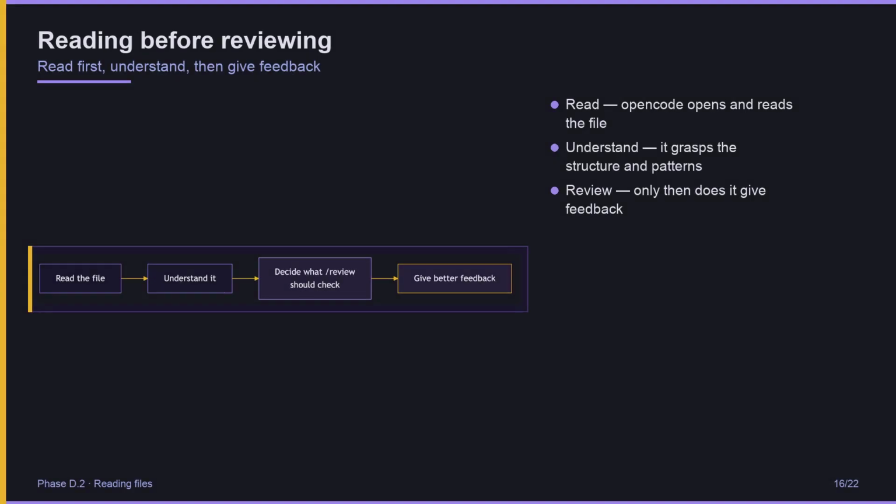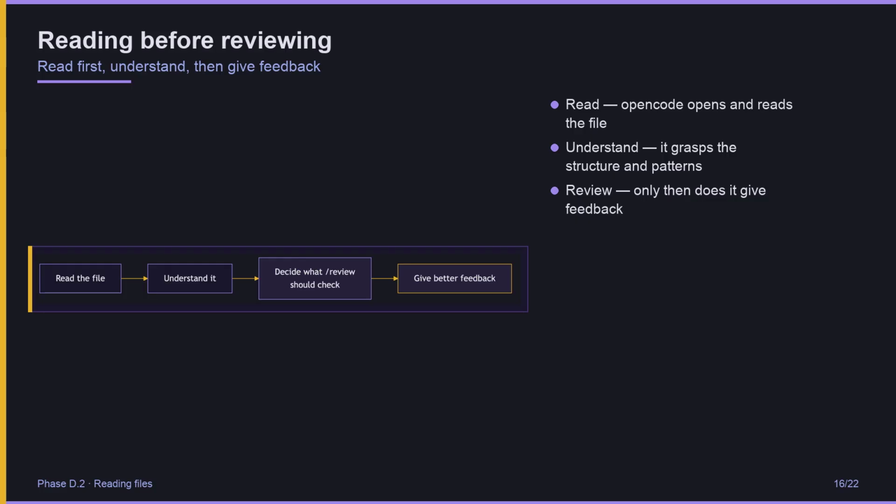So here is the natural shape of things, and it is worth holding on to. Read first. Understand second. Review third. OpenCode opens and reads the file, it builds an understanding of what the file does and how it fits together, and only then, once it actually understands, does it give you feedback. That order is the difference between a thoughtful review and a shallow guess.